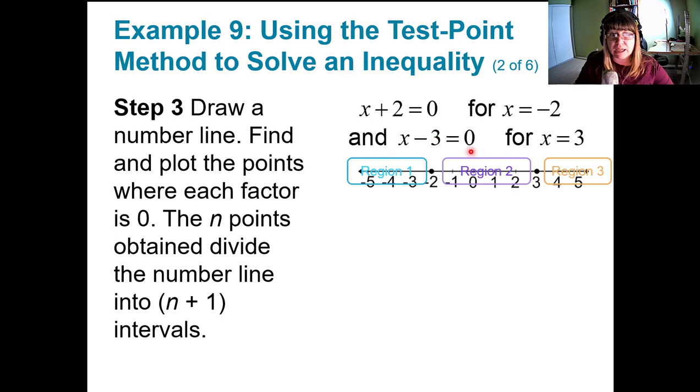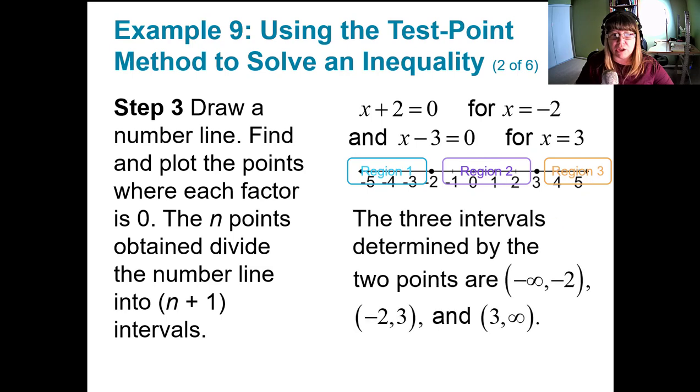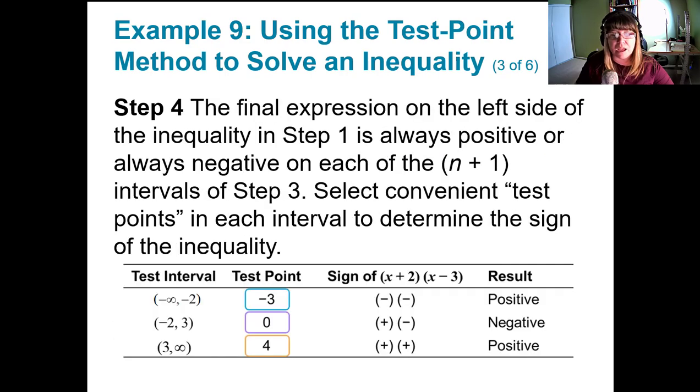But we're looking for the regions. To find the test points, we will just choose something in each region. One in region 1, one in region 2, and another point in region 3. So these are our 3 intervals that we're going to choose test points from. Now that we have our test points, well, negative 3 is definitely in that blue region.